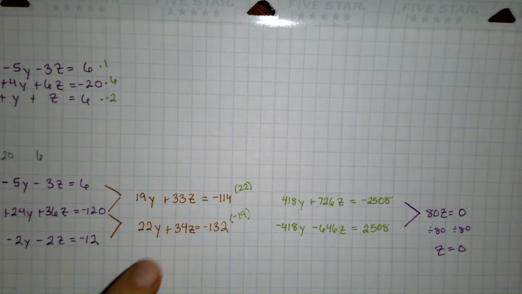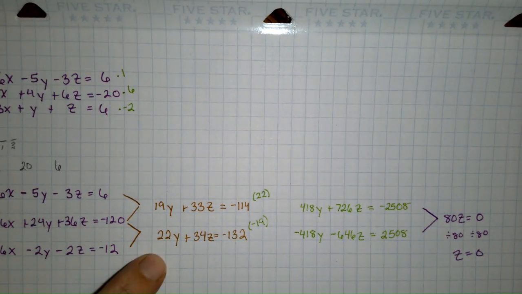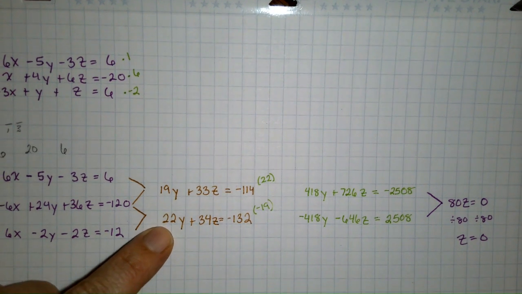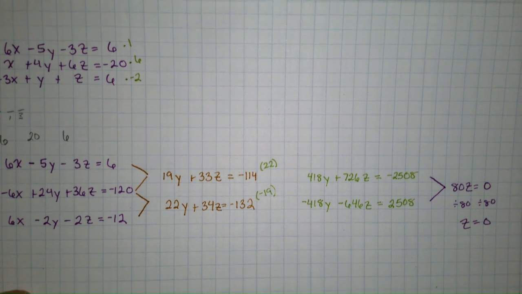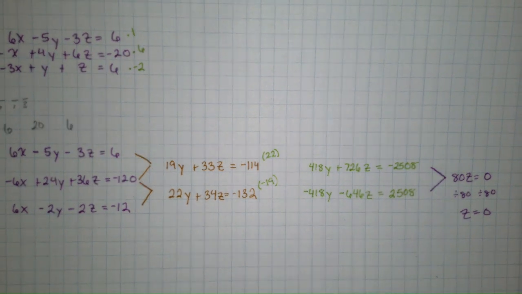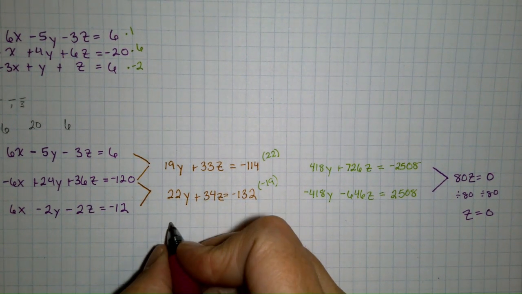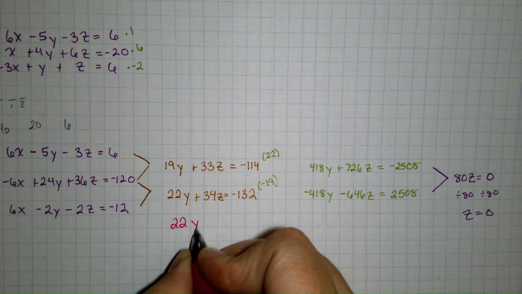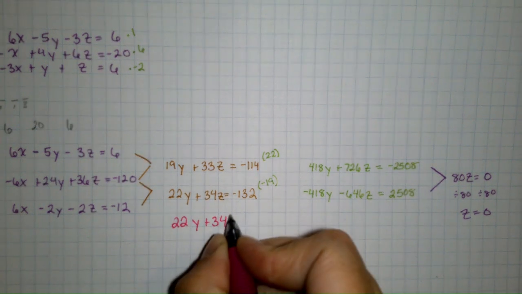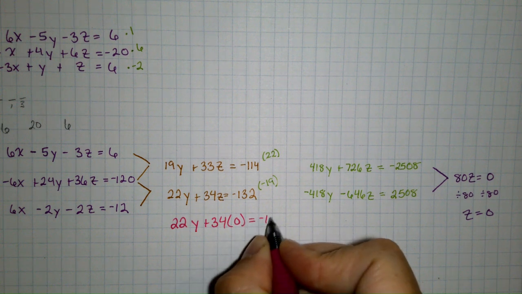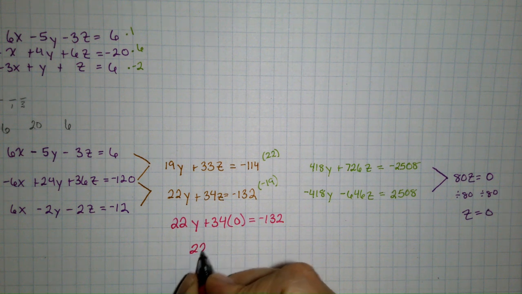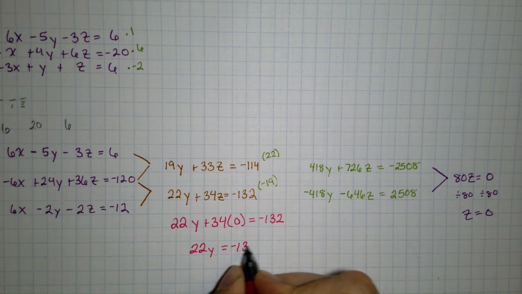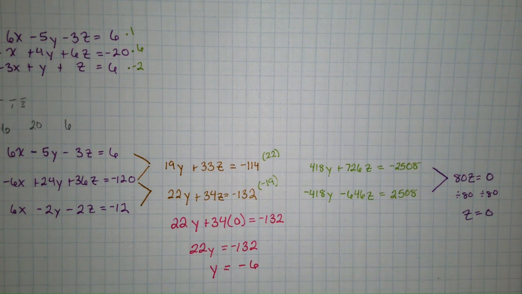So we're going to come back here and we're going to use this one because it's close to find y. Sometimes I don't know why I picked the one that I do. I'm like, this one looks good. As long as you substitute into something and it allows you to solve for one other variable, you're on the right track. Now 34 times 0 is obviously 0. And when we divide this, we'll get y equals negative 6.